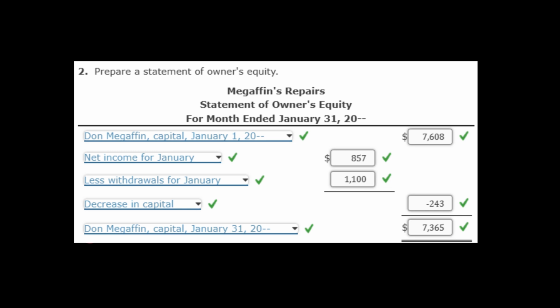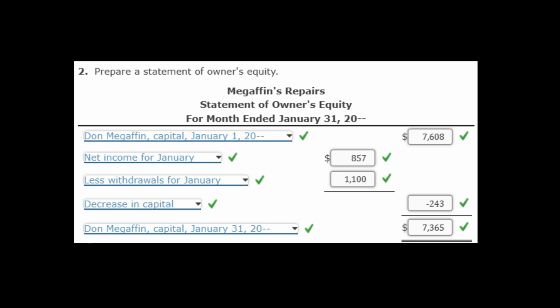And then we're going to subtract withdrawals for January. So less means to subtract. Withdrawals is his drawing account. So you're going to go up to that blue box at the top and you're going to find the drawing account and you're going to plug that number in. Where I have 1,100, you'll plug in your number. Okay, so we will end up with a negative number. So he only had $857 and he took out $1,100. So he had a decrease in capital for this month of $243. So you're going to put in minus 243.